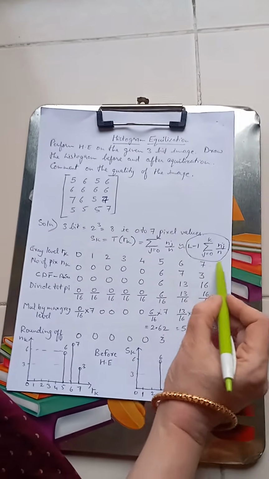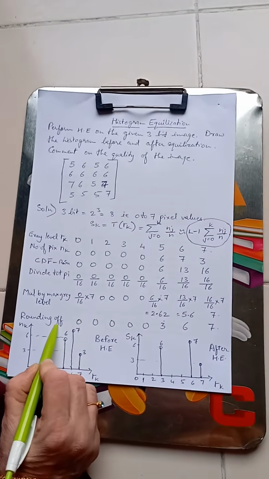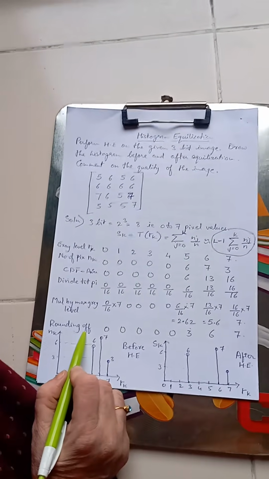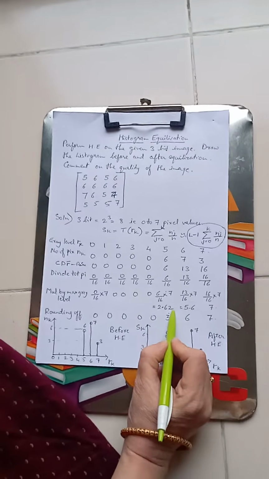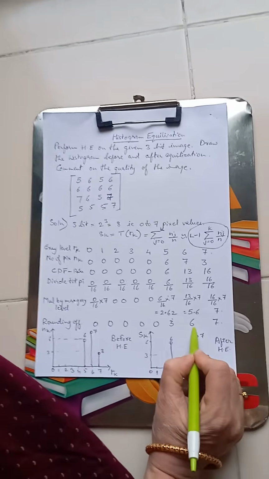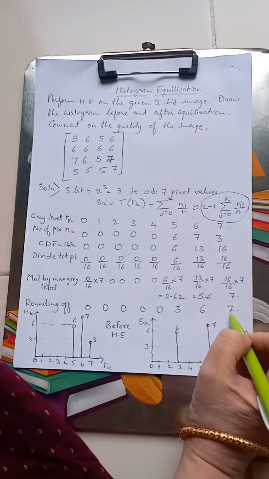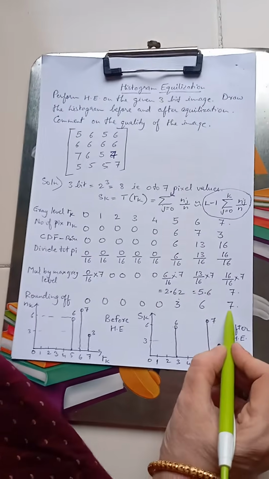So we have completed the total formula. Now the last step is rounding off to the nearest integer. We know that the pixel values of an image have to be integers. So these values will remain 0 only. Now 2.62 will round off to 3, 5.6 will round off to 6, and 1 into 7 will be 7 as it is. So these are the new pixel values.